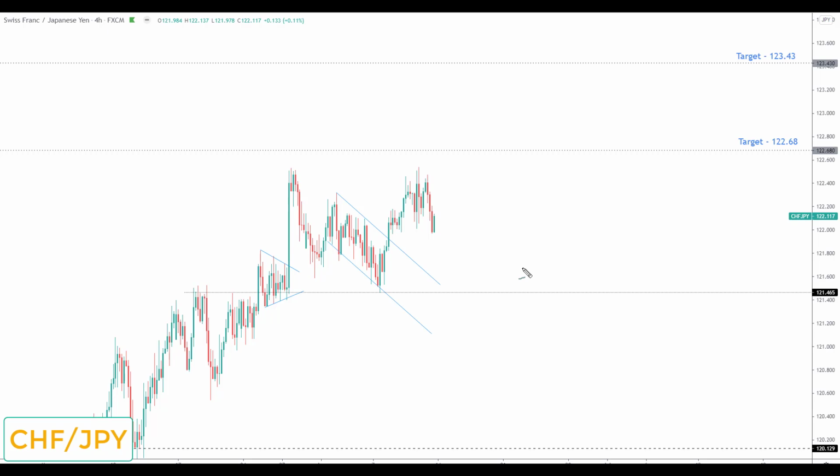I do prefer those pairs over Franc Yen going into next week, but I'm going to be keeping my eye on this market. Any pullback in Franc Yen is going to be viewed as an opportunity to start to look for bullish reversals. I'm going to be looking up towards the next key area of resistance to the upside and the target set at the 122.68.